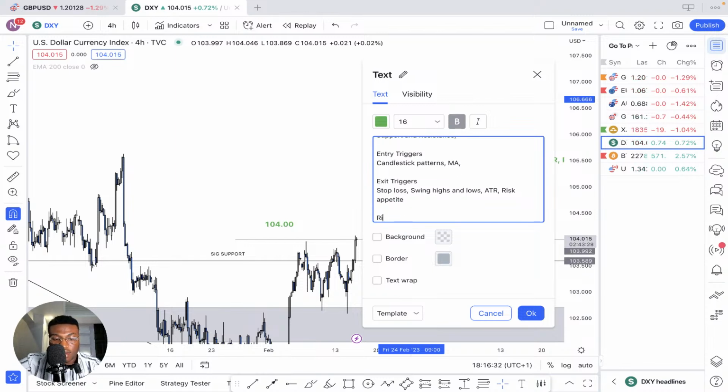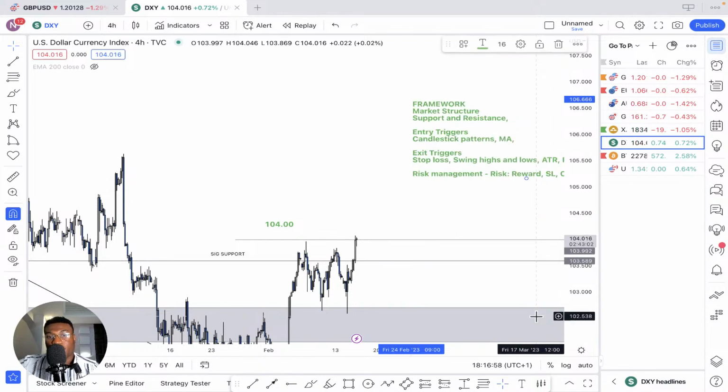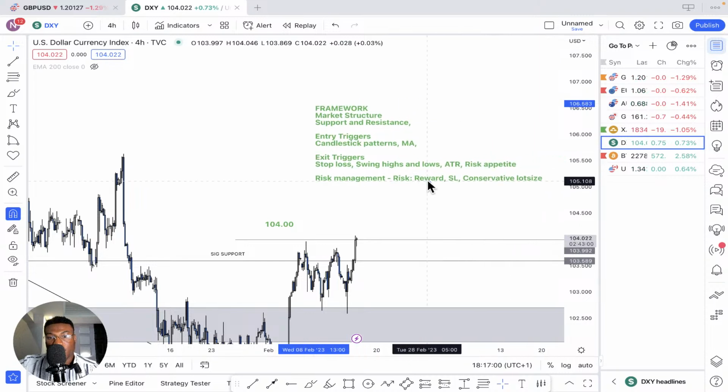And the last thing that should be on your framework is risk management, which is your risk to reward ratio, and your stop loss levels as well, and using conservative lot size. Okay, let's just put this here.